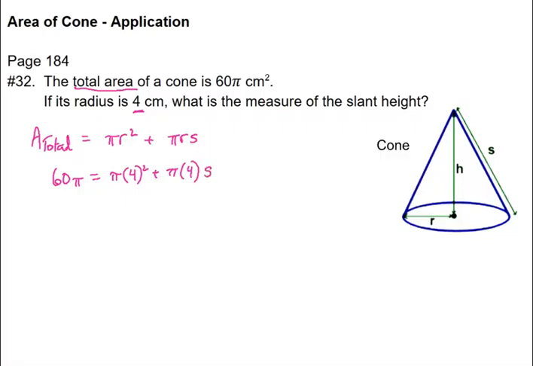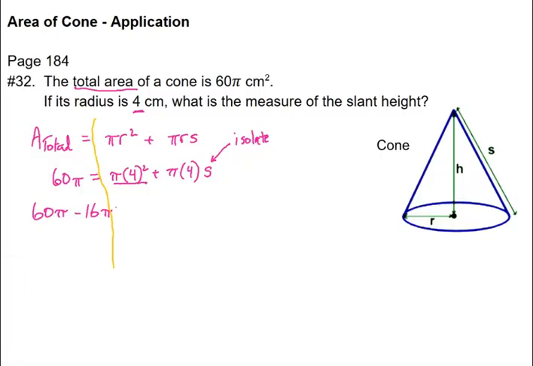Now, the irritating part about this is that there are 3 terms, and we have to figure out the missing value of s. So we need to isolate this somehow, which means we have to isolate this term. So this is algebra, right? 60 pi is going to stay on this side, and the pi times 4 squared is equal to 16 pi, and that's going to be brought over to the other side, and it's going to be negative because whenever you bring something across an equal sign, it changes to the opposite sign.